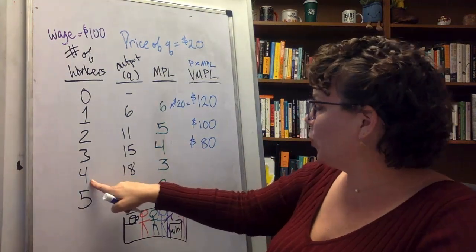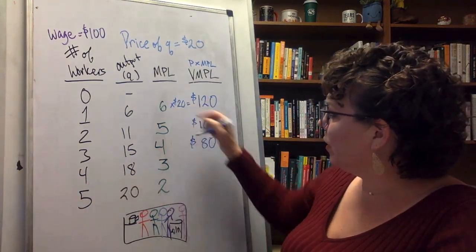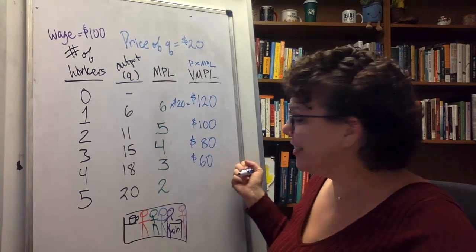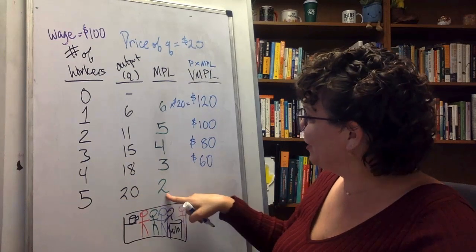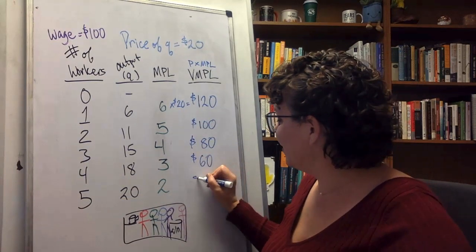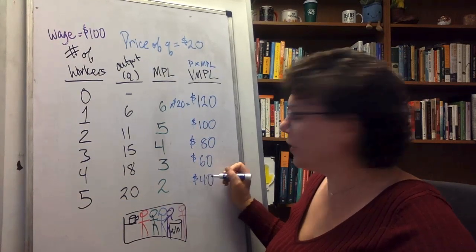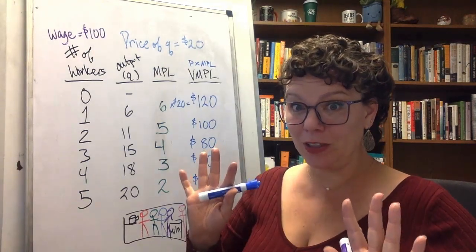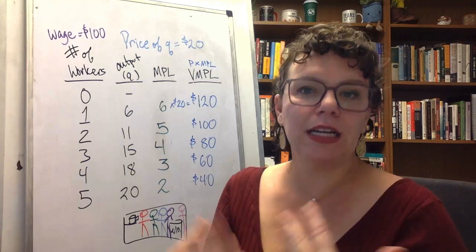So the fourth worker produces 3 mugs worth $20 each. That's going to be a value marginal product of labor of $60. The fifth worker, 2 coffee mugs times $20, means we're going to have a $40 value marginal product of labor. So far, so good. So we see a couple of things here.